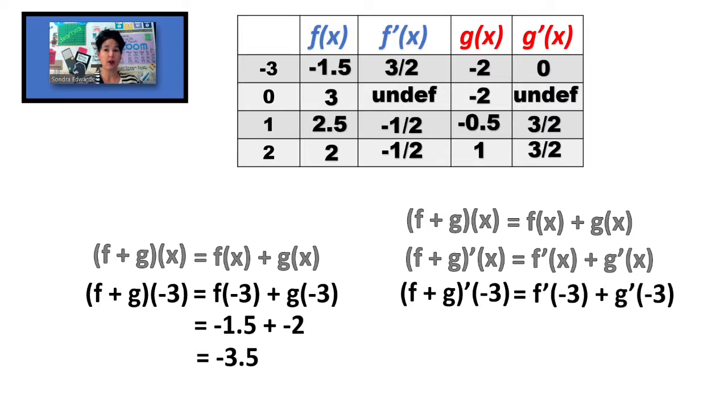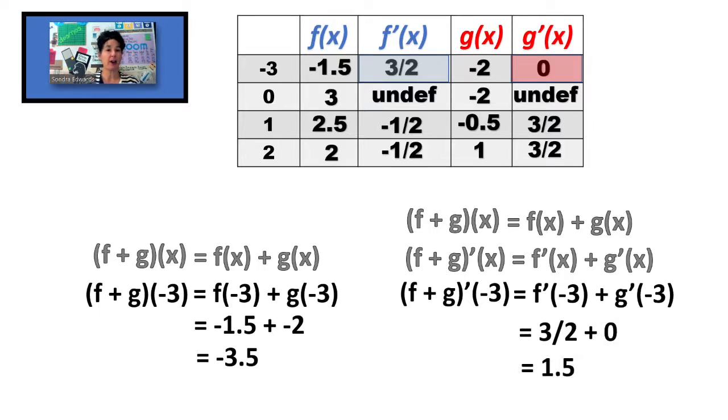Go to our table, and we already found the slope of the tangents of the f function and g function at -3. So looking there in our table, we found out the answers were 3/2 and 0.